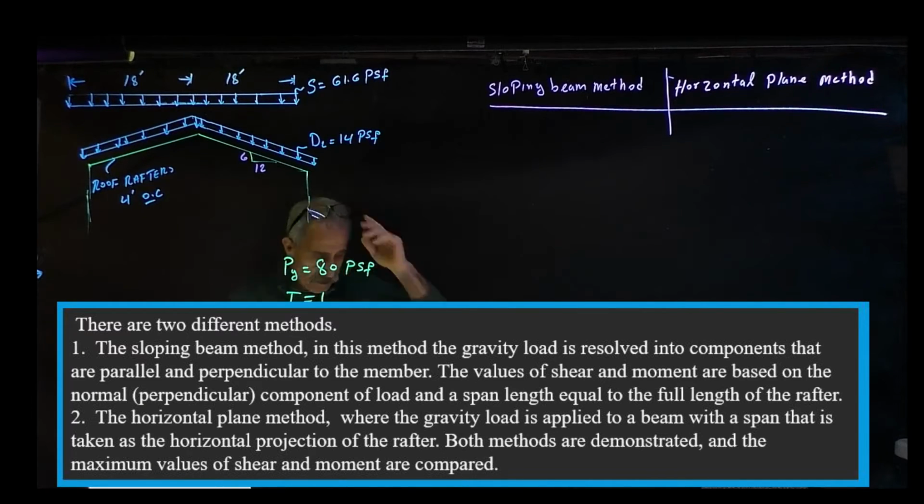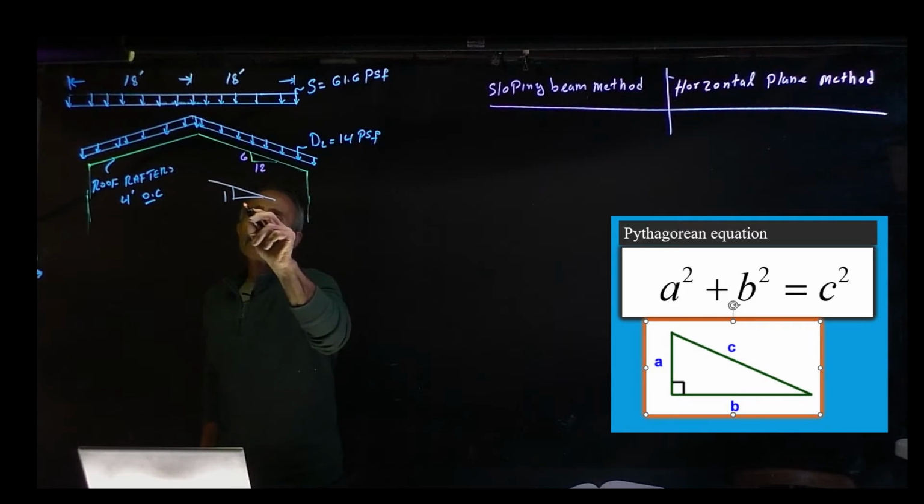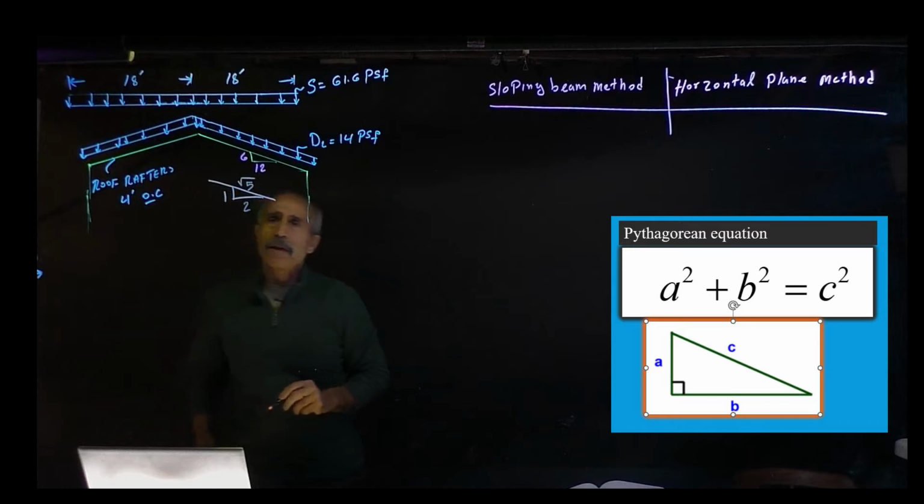Let me erase this. The pitch of your roof is 6 and 12. If I divide that by 6, that becomes 1. If I divide that by 6, that becomes 2. So it's 1, 2, and by the Pythagorean theorem, this comes out to square root of 5. Remember learning that in kindergarten. So now we have the pitch of the roof.